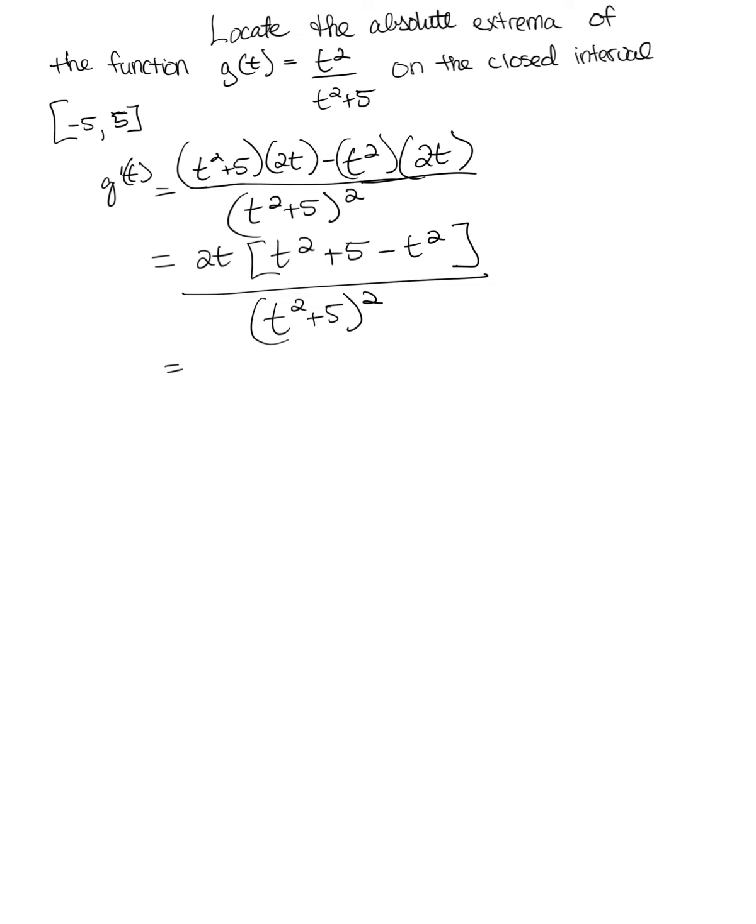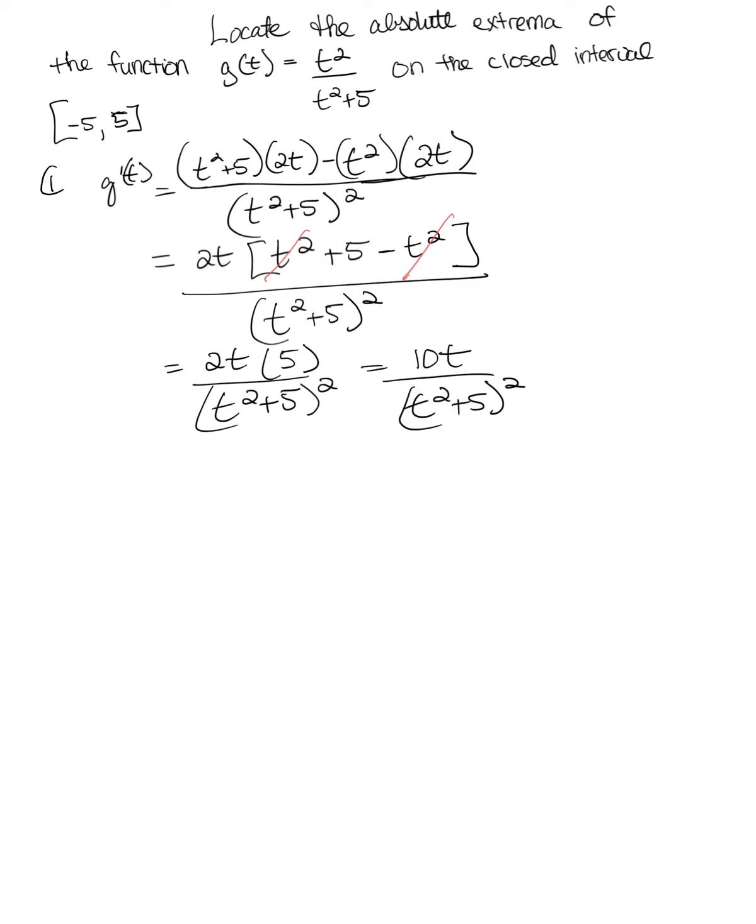now that we see this, we see that these are going to cancel, and we just have 2t times 5 over t squared plus 5 squared, which equals 10t divided by t squared plus 5 squared. Okay, so now what we're going to do is plug our endpoints. Oh no, sorry about that, I got ahead of myself. We want to see what'll make this equal 0.